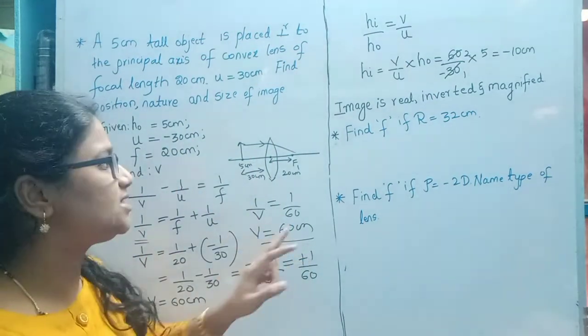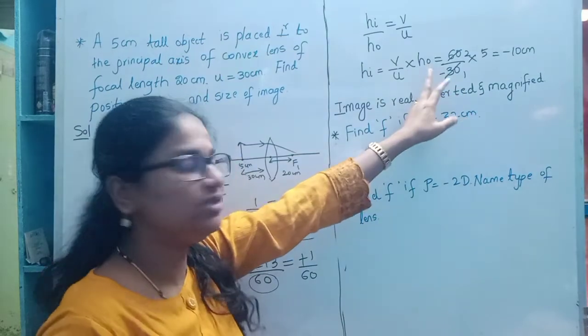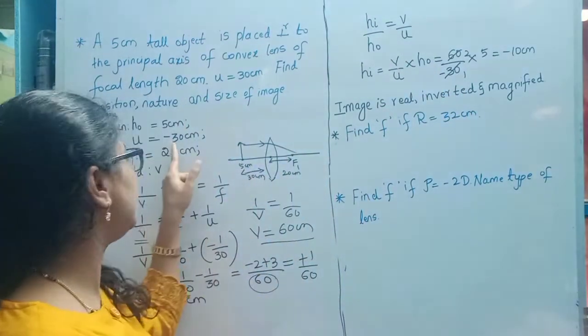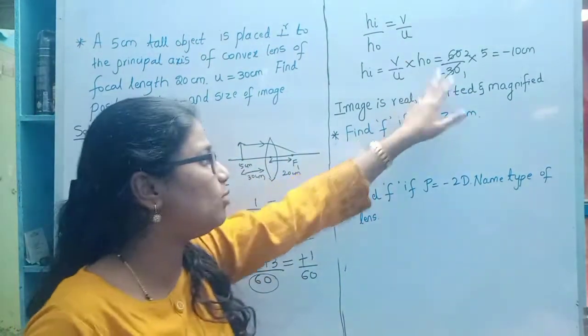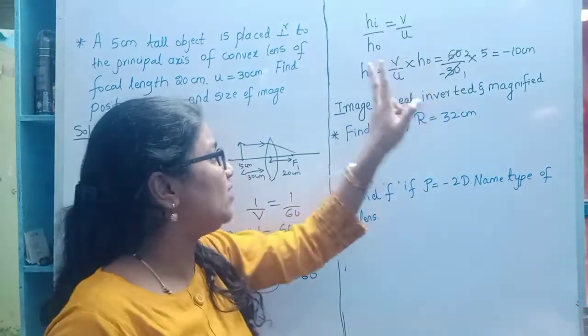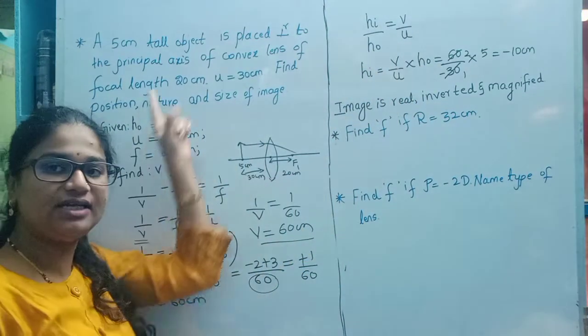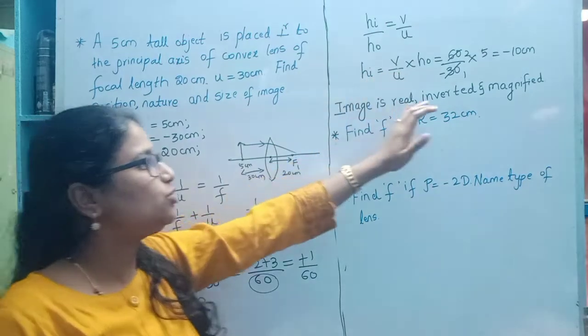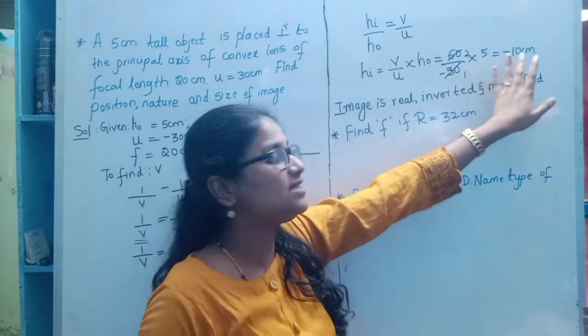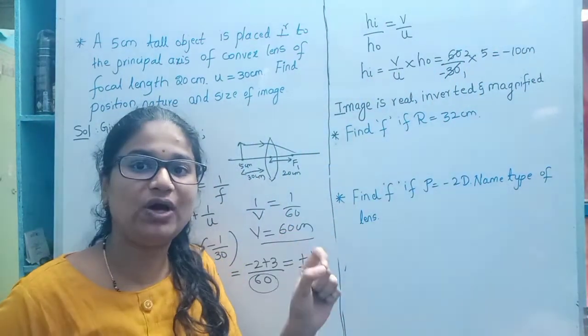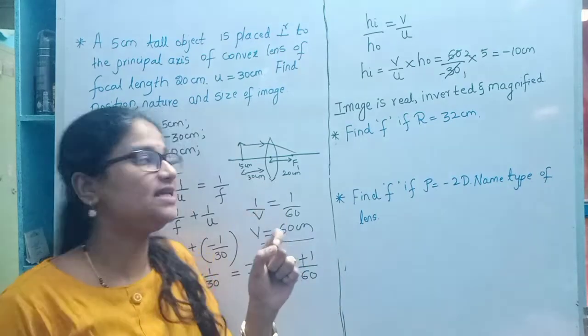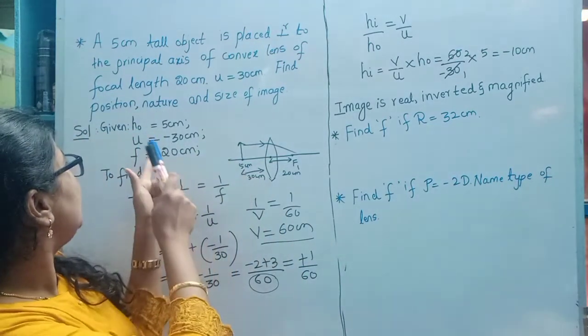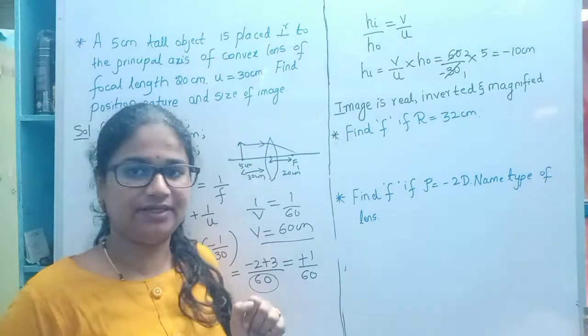The image distance. Then U is already given as minus 30 centimeter, that is the object distance, into 5. 5 is the height of the object, it is also given. So when you solve, we will get around minus 10 centimeter. So the height of the image is minus 10 centimeter. Then the height of the object is 5 centimeter.